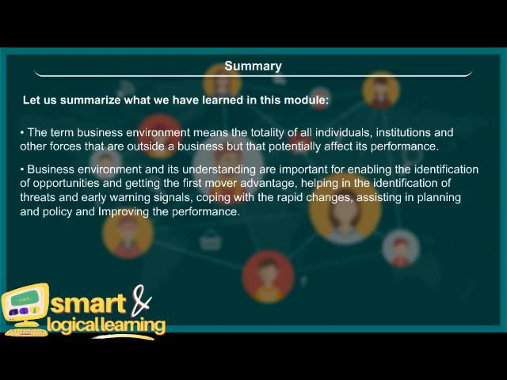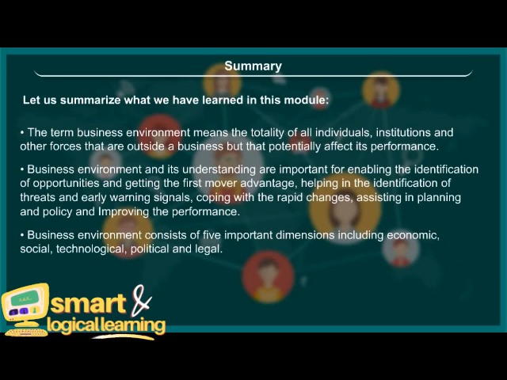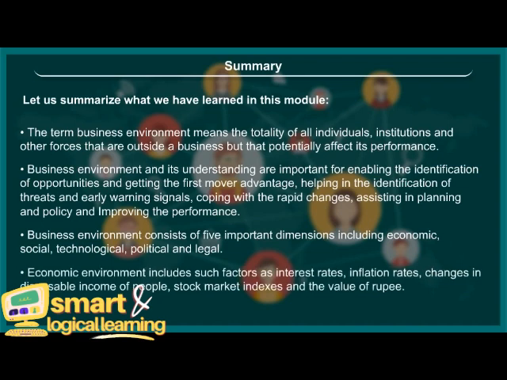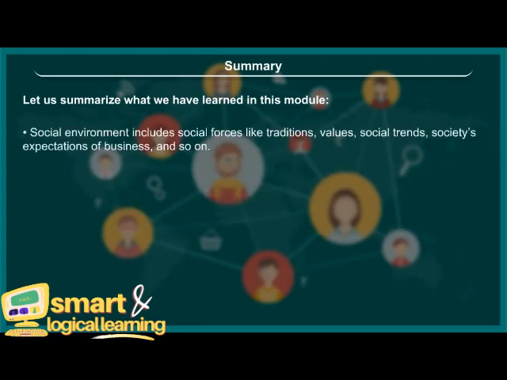improving performance. Business environment consists of five important dimensions including economic, social, technological, political, and legal. Economic environment includes such factors as interest rates, inflation rates, changes in disposable income of people, stock market indexes, and the value of the rupee. Social environment includes social forces like traditions, values, social trends, society's expectations of business, and so on.